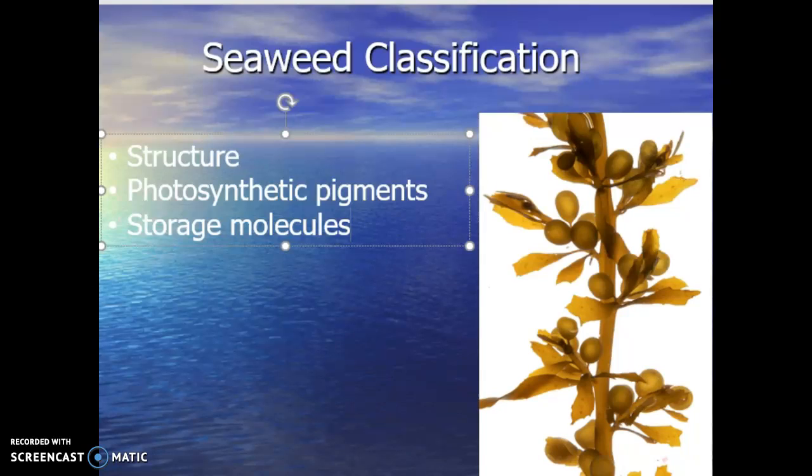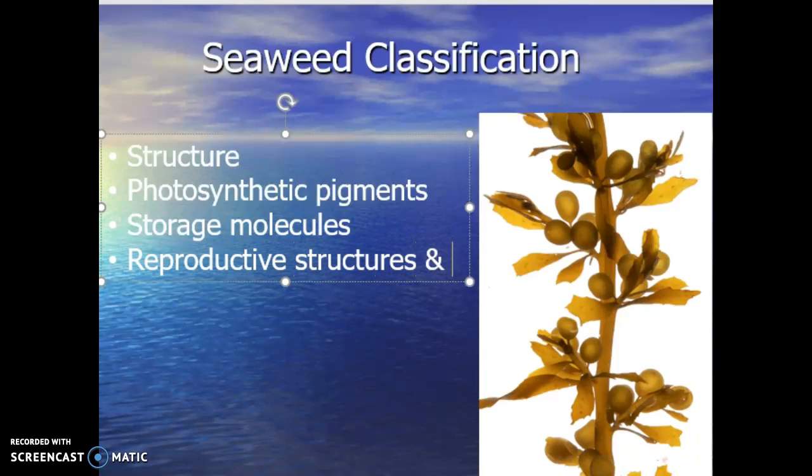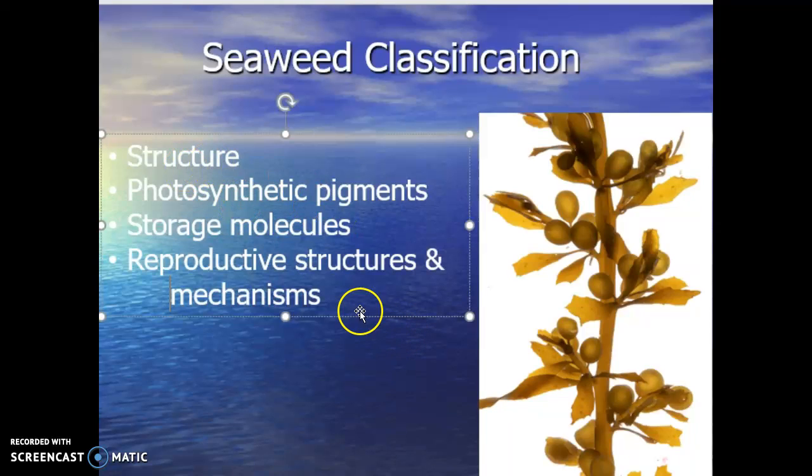How are they storing their energy? When they make energy, how are they going to store it? What type of storage molecules are they using? And then we'll also look at the reproductive structures and the mechanisms that they use for reproduction. You know, what's their method of reproduction? What structures do they use for it? All right, so these are the four key concepts, four key things we want to focus on. Make sure you know these things. Okay, four key things we're going to use to classify seaweed.